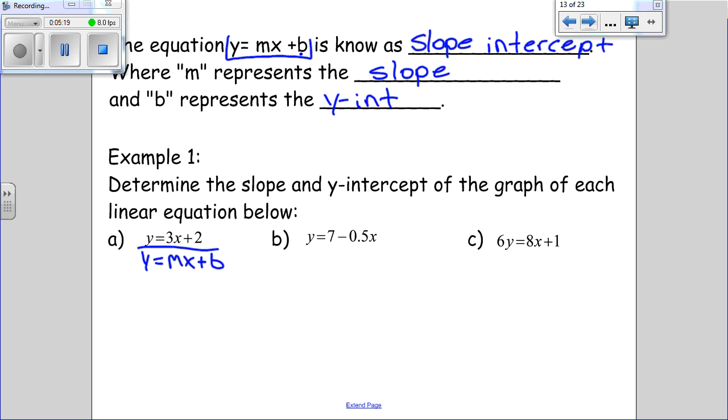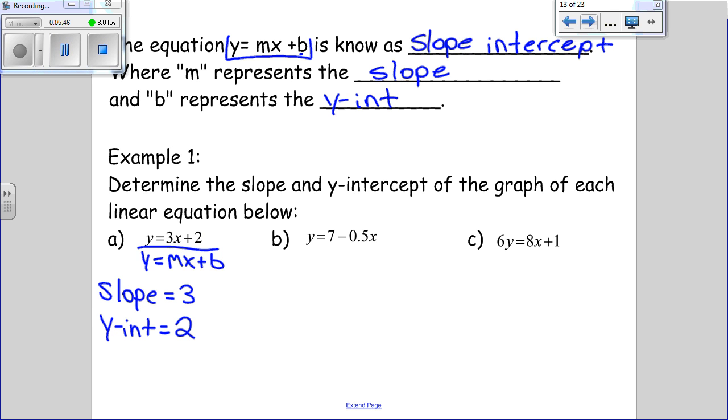Y is by itself, everything else on the other side. There's a number attached to the x, and then there's a number added on at the end. This means that the slope equals 3, and the y-intercept equals 2. You can literally take equations and really quickly figure out both those things.